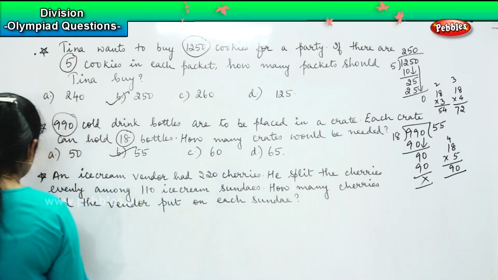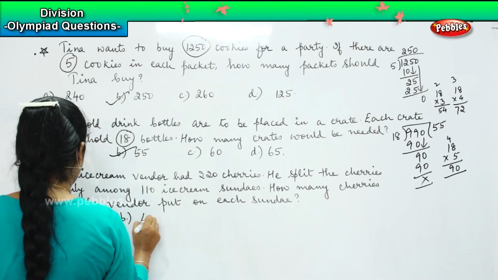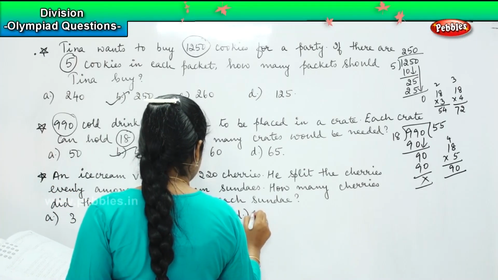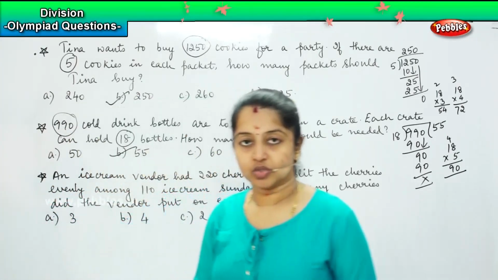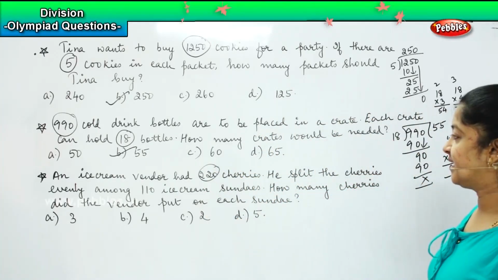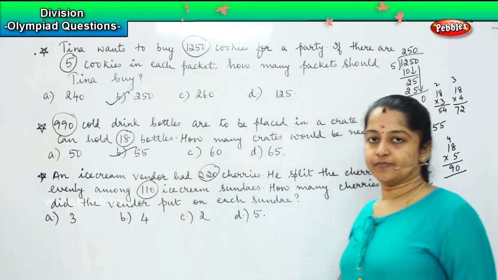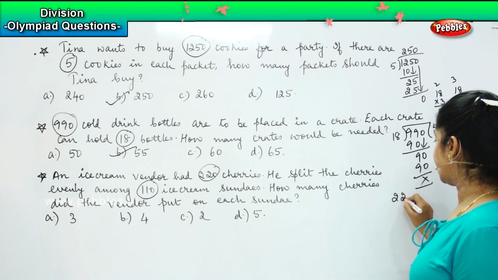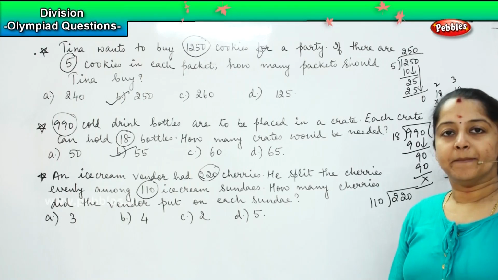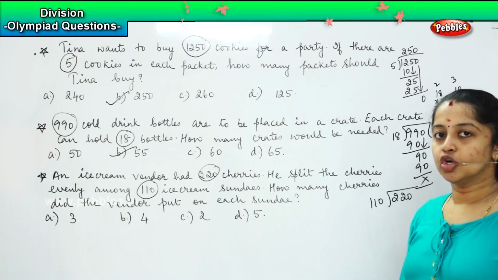Okay, the options are A 3, B 4, C 2 and D 5. Okay, so now an ice cream vendor had 220 cherries and he split the cherries evenly among 110 ice creams. Okay, so again it's a simple division which we will be doing. Right, to make it simple, let us just see. We know the table of 11, right? 11 ones are 11, 11 twos are 22.